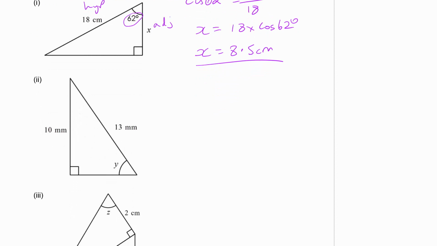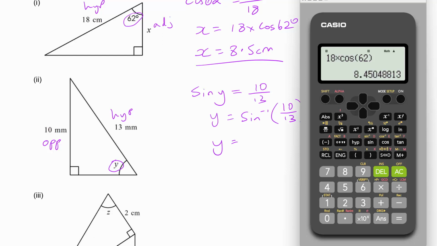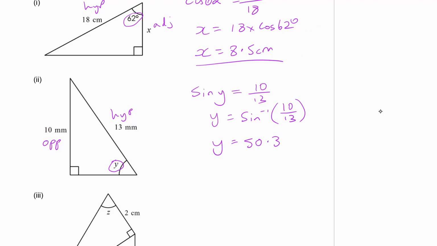Now we want to work out this angle y. This is the opposite, this is the hypotenuse, so that's the sine. Sine y is equal to 10 over 13, which means that y is the inverse sine of 10 over 13. So shift sine 10 over 13, 50.3 degrees.